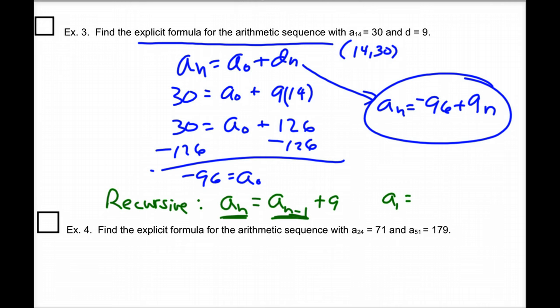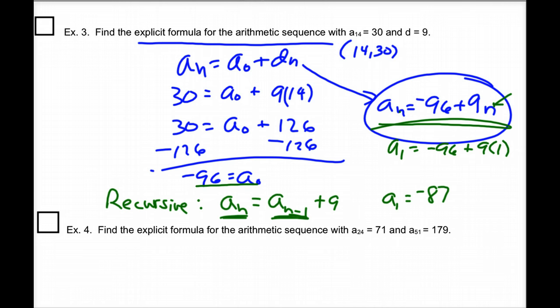Now you got to tell me what a1 is. Otherwise, it doesn't mean anything. Now you got to give me a starting spot. So how do I find a1? Oh, I've got a formula right here. It works for any a sub anything. I could plug in a sub 10, a sub 100. If I want to find a sub 10, I plug in 10 over here. If I want to find 100, I plug in 100 right here. If I want to find a sub 1, just plug in 1 right here. Or you could say a0 is negative 96, add 9 to that, and you're going to be at a1.